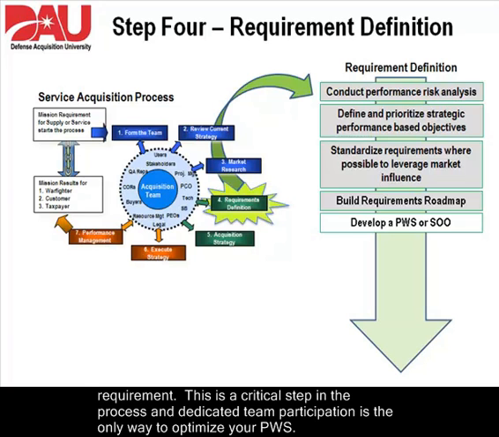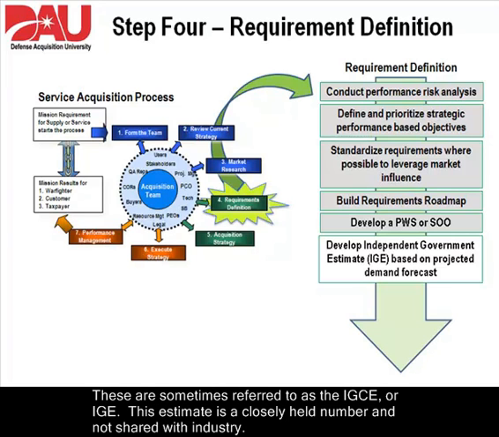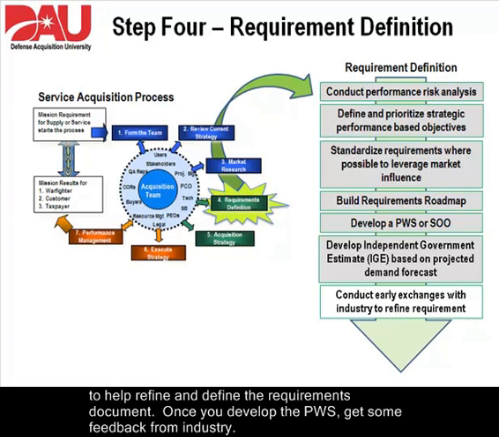Using your new PWS or SOO, develop an independent government cost estimate of what you think this requirement will be. These are sometimes referred to as the IGCE or the IGE. This estimate is a closely held number and not shared with industry. Now remember that the Federal Acquisition Regulation, FAR, encourages exchanges with industry throughout this process to help refine and define the requirements document. Once you develop the PWS, get some feedback from industry.